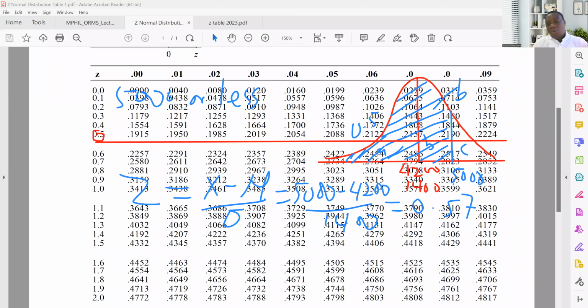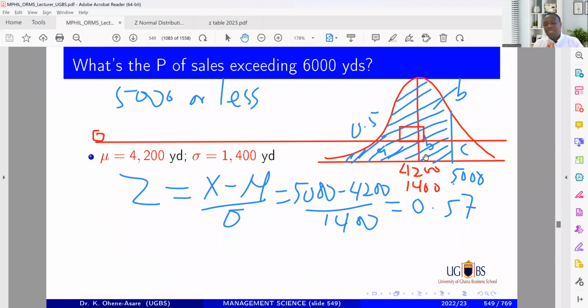When you do that, you're going to be centered on this number here. I know I've shaded it a lot, but it is 0.2157. That is the number that you get for the area B. Why does it give you B? Because you normally start from the center and move to the right.